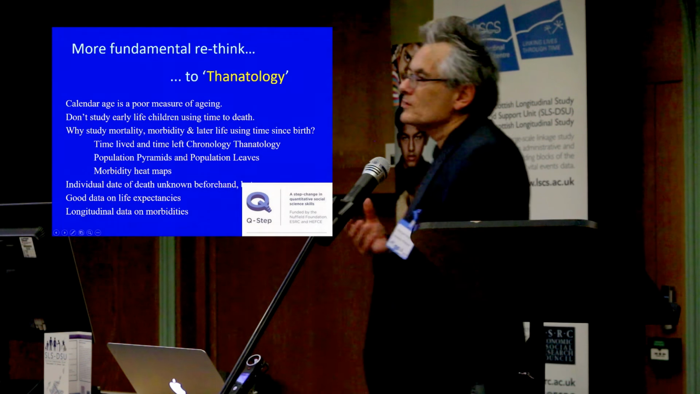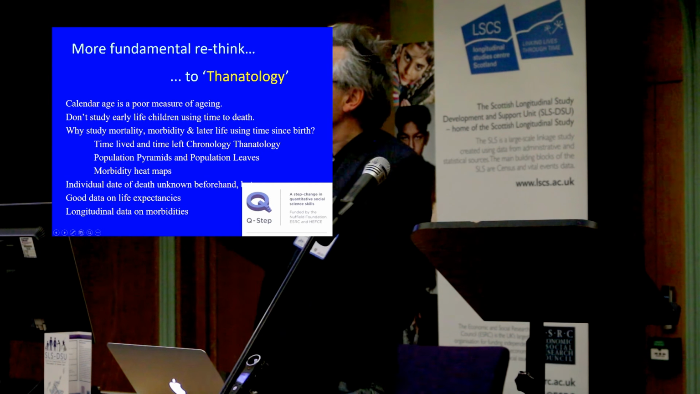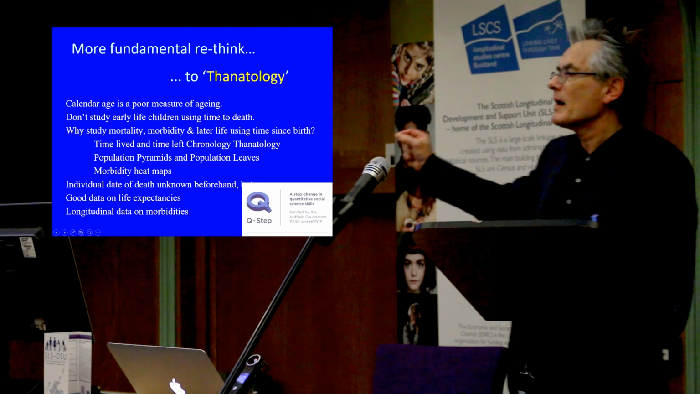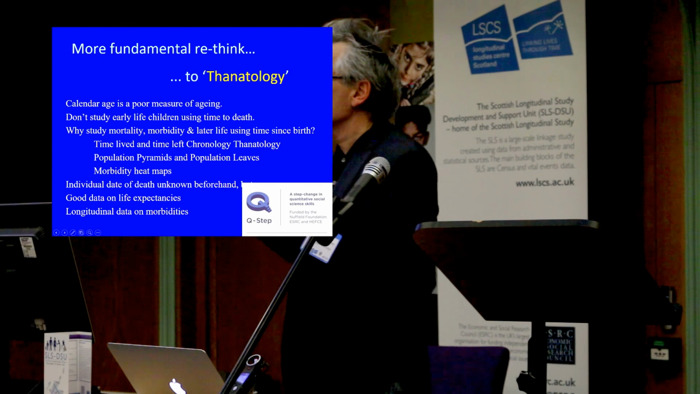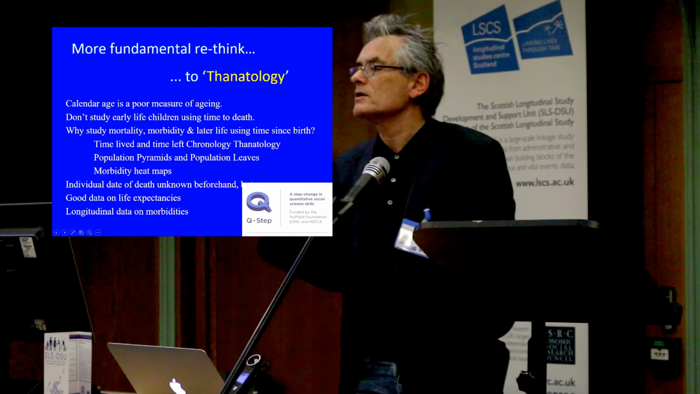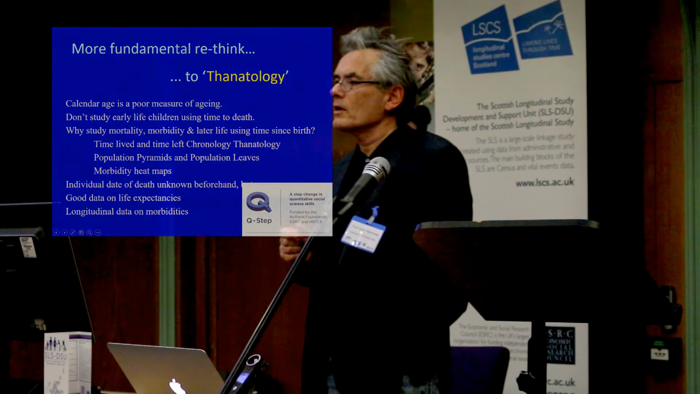We got interested in thanatology, which sounds like a Hollywood cult, but isn't. It's simply the practice of counting age backwards from death rather than forwards from birth. So if somebody lives for 95 years, when they're born, their chronological age is 0, but their thanatological age is 95. When they die, their chronological age is 95, their thanatological age is 0.